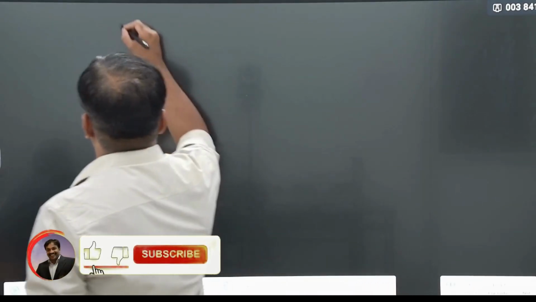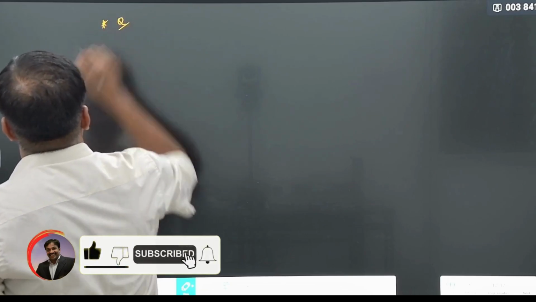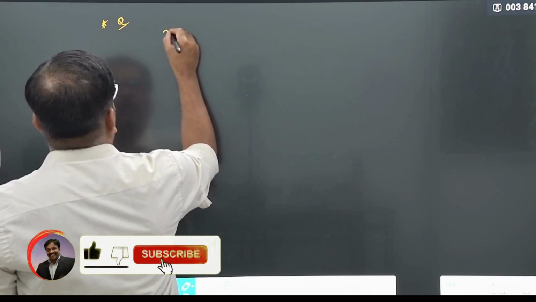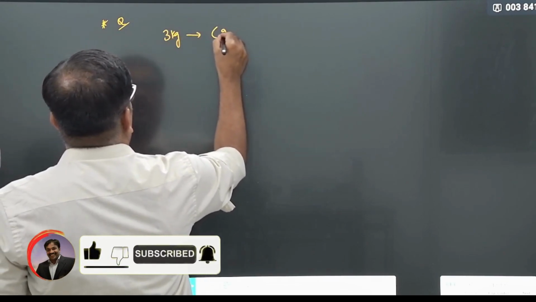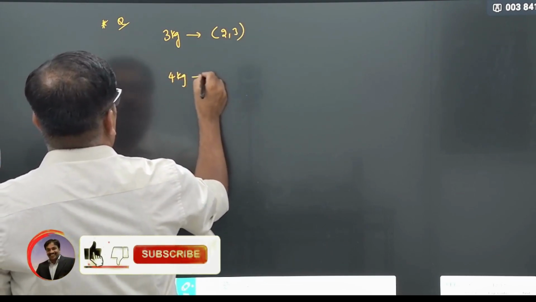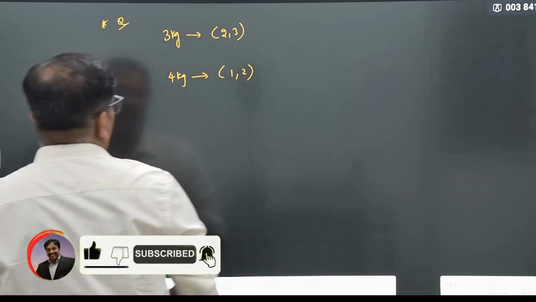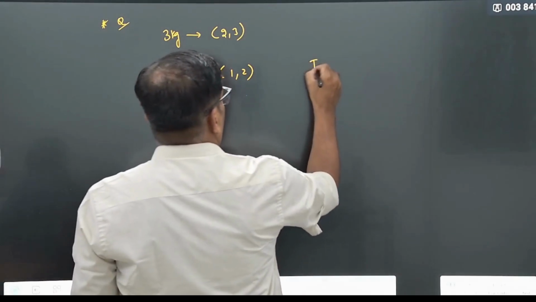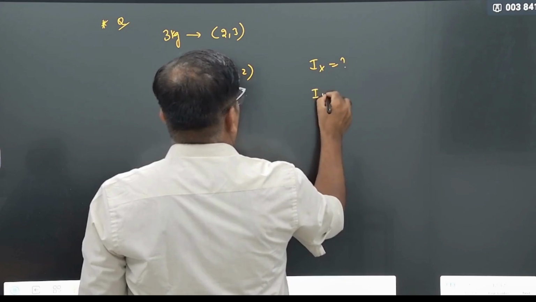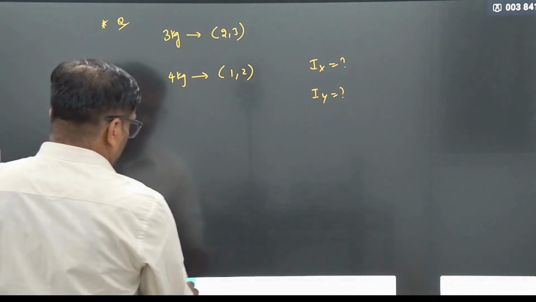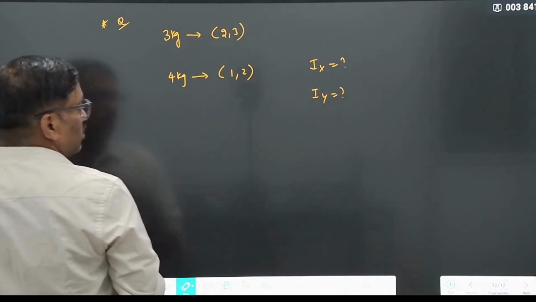Now we'll see one more question. This is frequently asked in NEET and JEE Mains. Suppose a 3 kg object is kept at (2, 3), and a 4 kg object is kept at (-1, 2). We want to calculate the moment of inertia along the x-axis and along the y-axis. Very important, so be clear, because many students get confused on this concept.